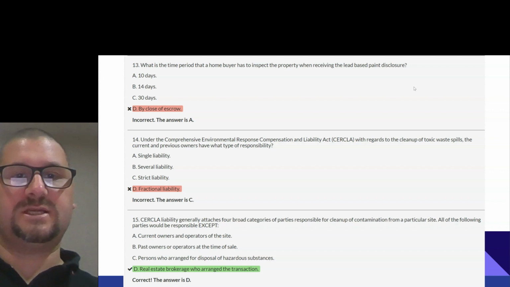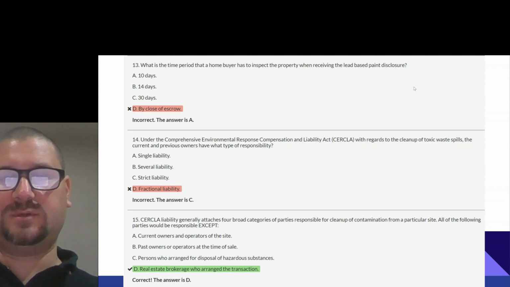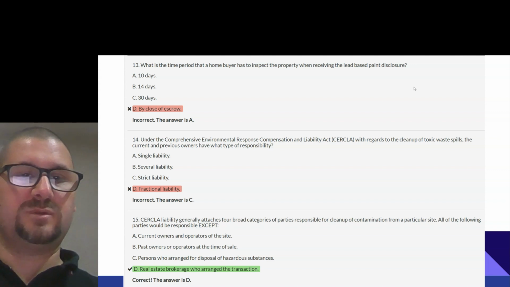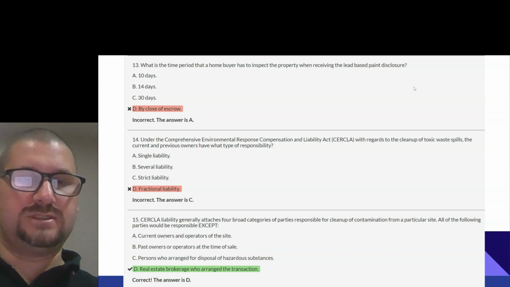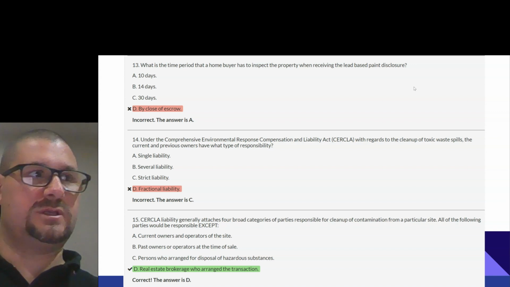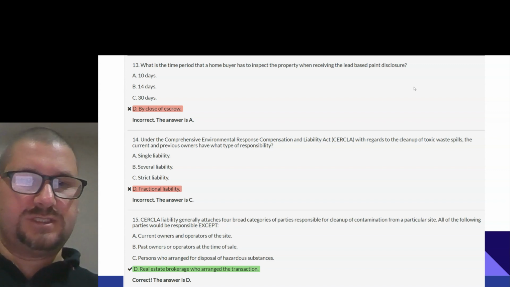15. CERCLA liability generally attaches to 4 broad categories of parties responsible for cleanup of contamination from a particular site. All the following parties would be responsible except who? Delta, real estate brokerage, who arranged the transaction. So again, real estate brokerage, who arranged the transaction.